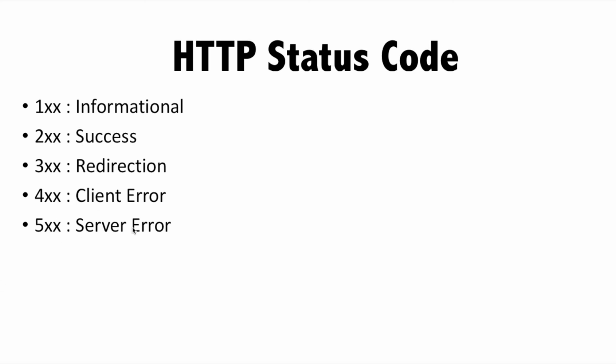And we have the 500 class, the server error, the last one. Response codes beginning with the digit 5 indicate cases in which the server is aware that it has erred or is incapable of performing the request. Except when responding to a HEAD request, the server should include an entity containing an explanation of the error situation and whether it is a temporary or permanent condition. User agents should display any included entity to the user. These status codes are applicable to any request method.